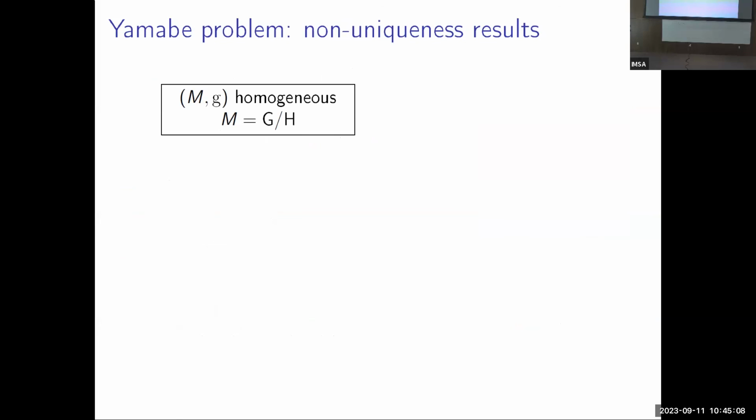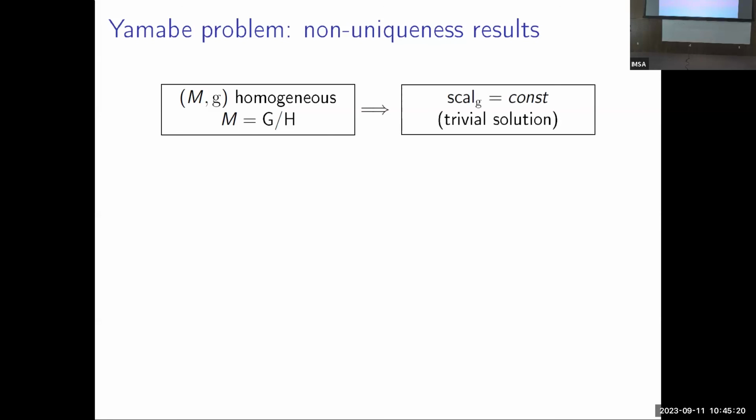So if you take a homogeneous manifold, it means that there is a group of symmetries that acts transitively. Then, of course, the metric has some symmetry. And so, in a sense, for homogeneous metrics, you have trivial solutions that are coming from the homogeneous metric.